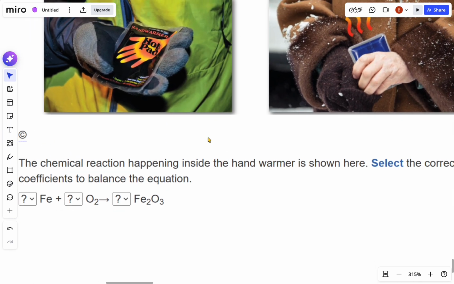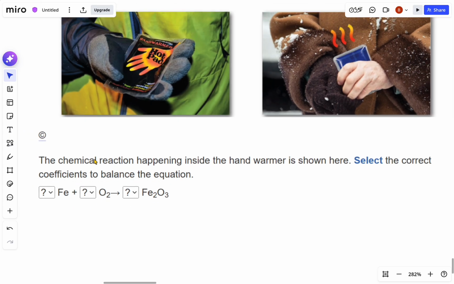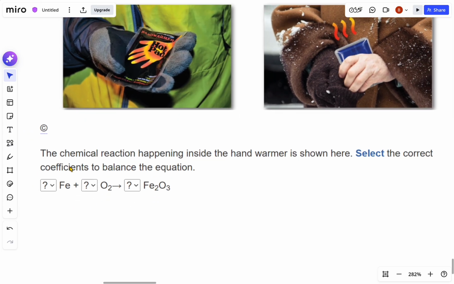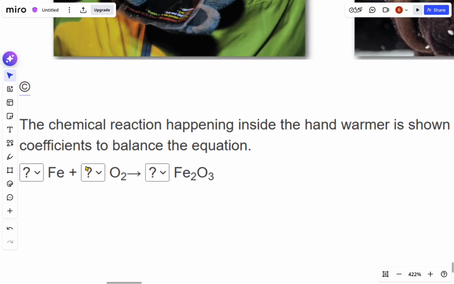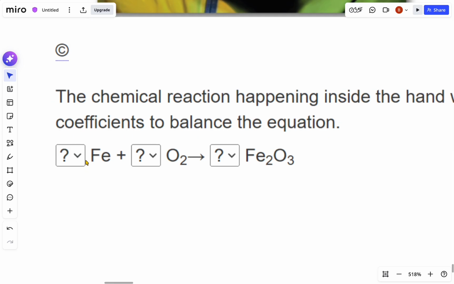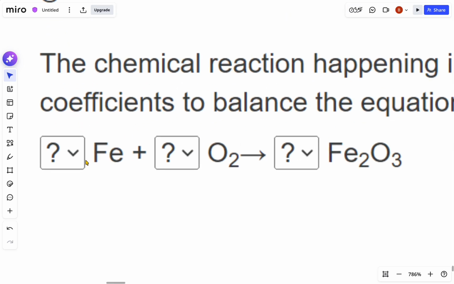So let's just read this. The chemical reaction happening inside the hand warmer is shown here. Select the correct coefficients to balance the equation. So let's just look at this equation and let's figure out how to balance this together. So how can we solve this?